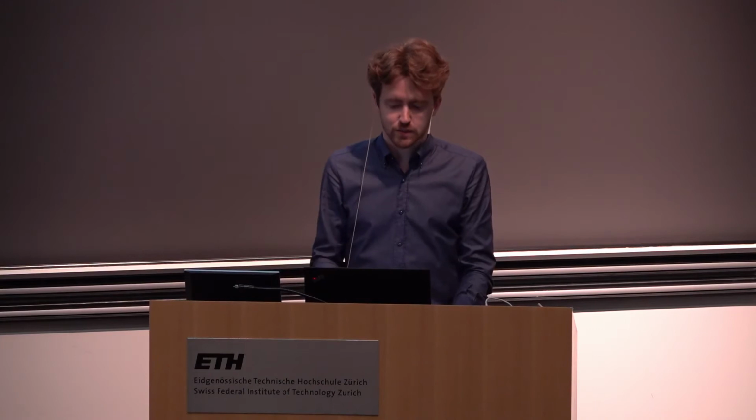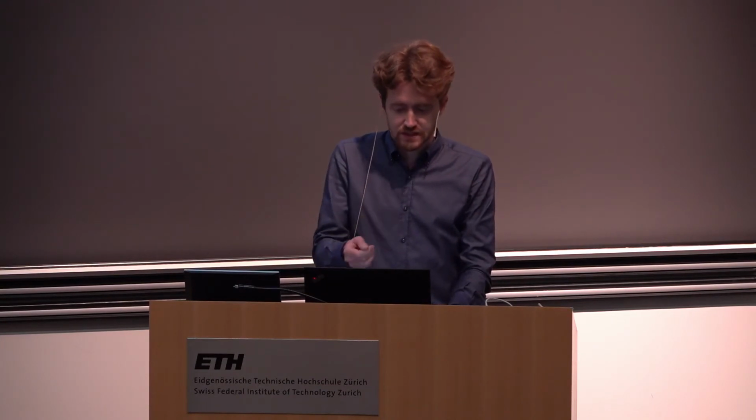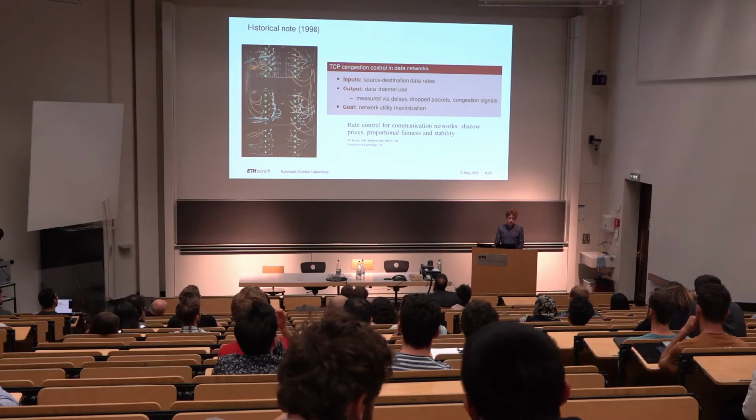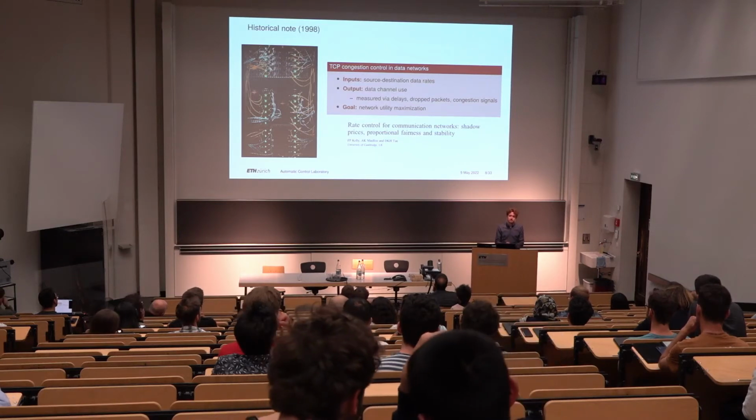So in this case, the inputs would be source and destination data rates between computers. The output would be how much the physical channels are used, something that can be measured through delays or packets dropped or congestion signals. And the optimization problem that you're trying to solve is some network utility maximization.